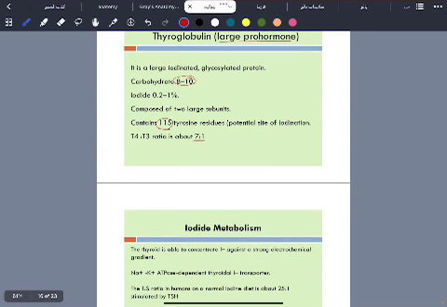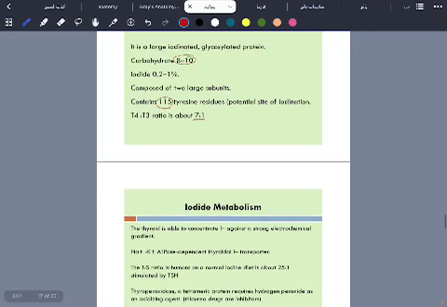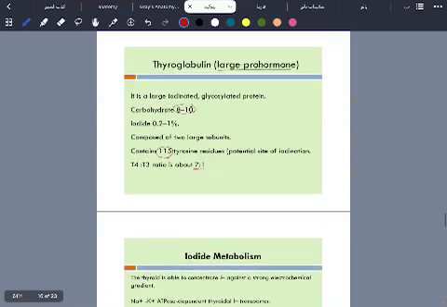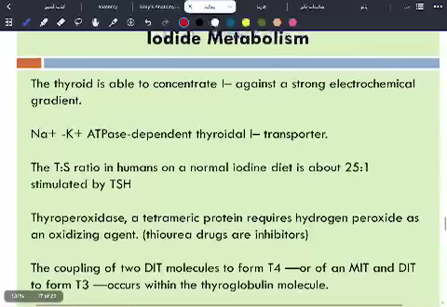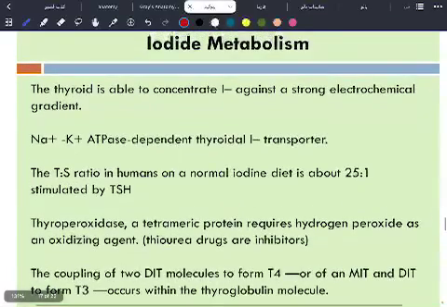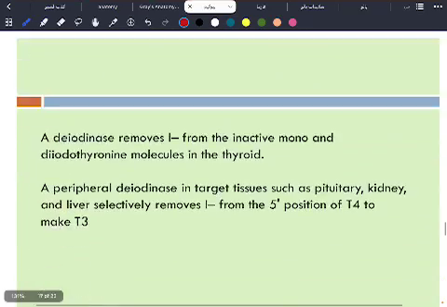thyroid to serum ratio in a human on a normal iodine diet is about 25 to 1, stimulated by thyroid stimulating hormone as an active form of the thyroxine hormone. I think you know all of these things from physiology, so there is no need to repeat them, because the time is not on our side.